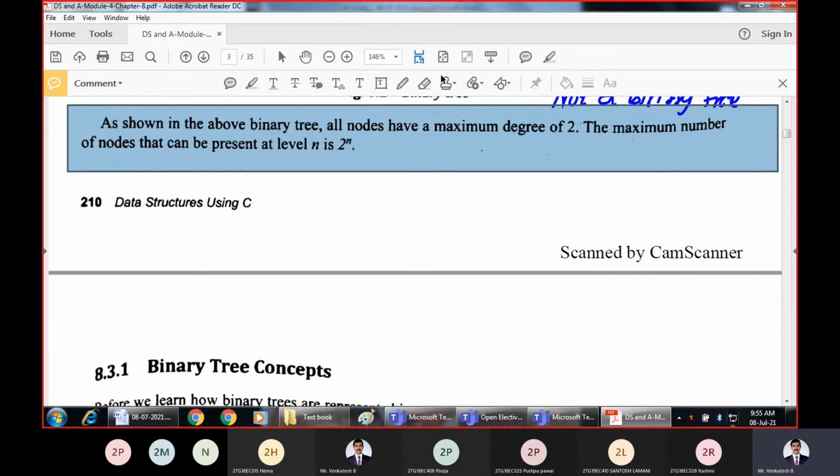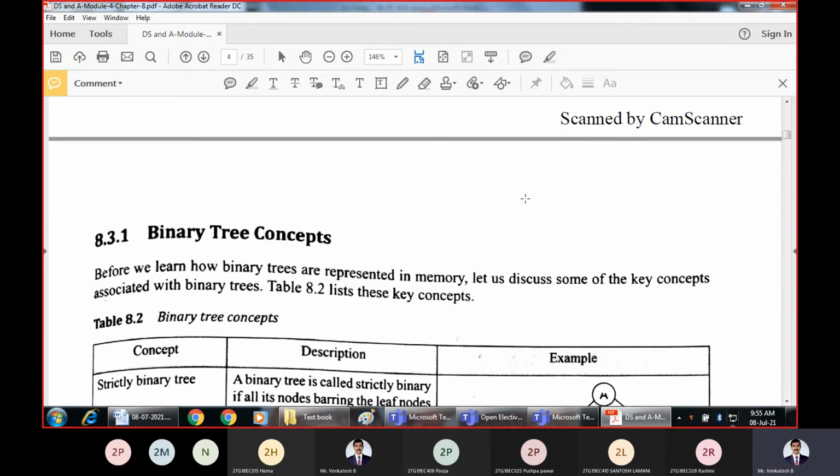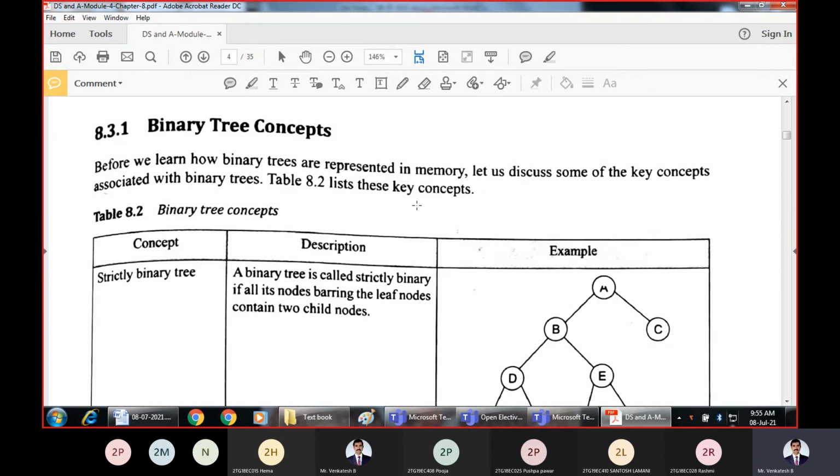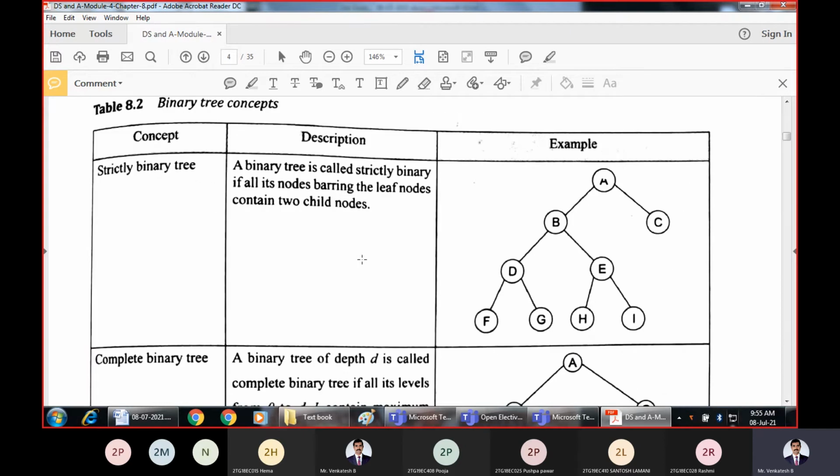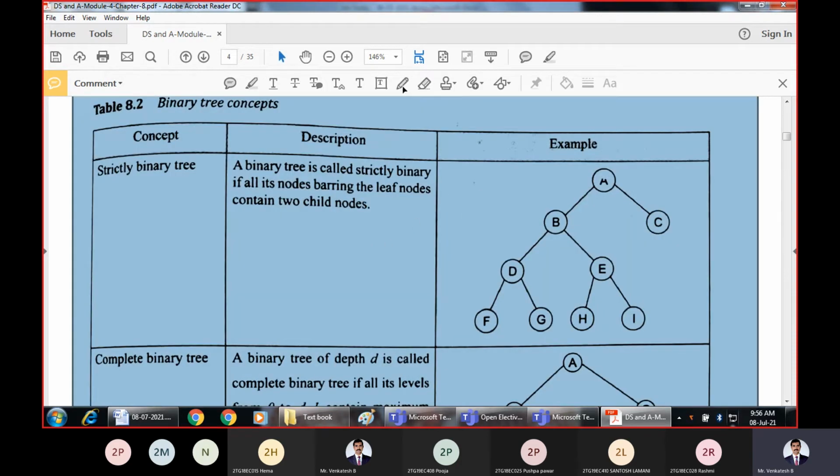This was a simple equation, the derivation for which is not there, like what I have explained. Right? The binary tree concepts. So, the different types of trees. Strictly binary tree: it is a type of binary tree if all its nodes except the leaf nodes contain 2 children, then it is called a strictly binary tree.